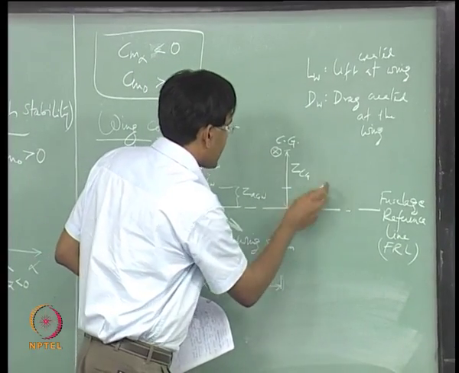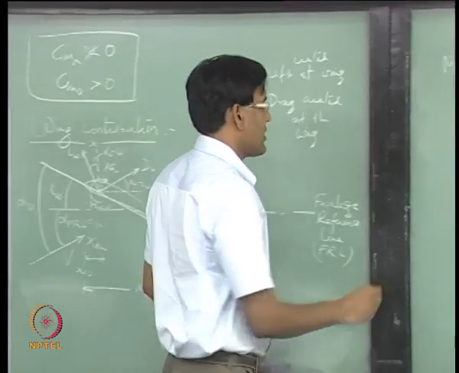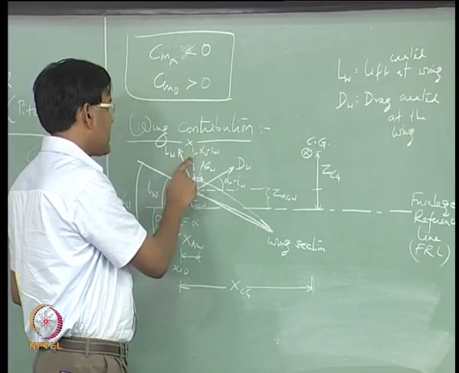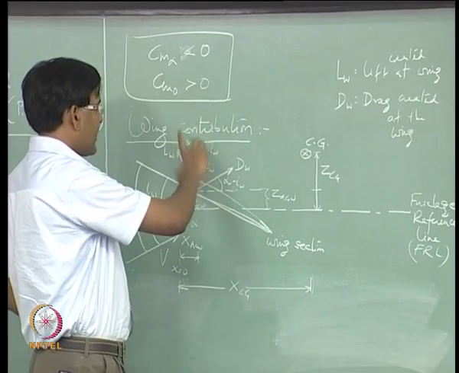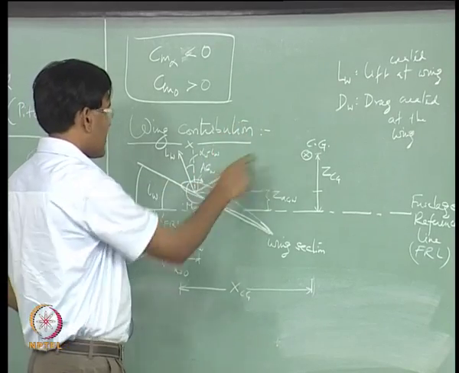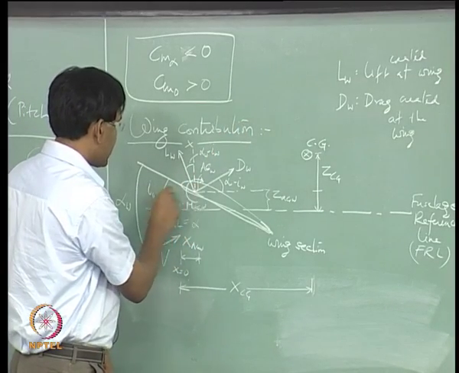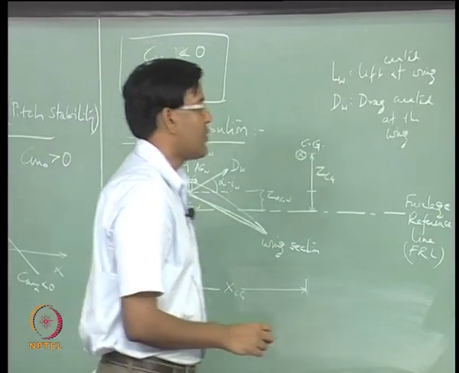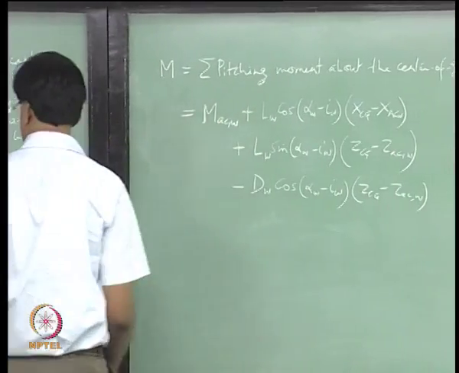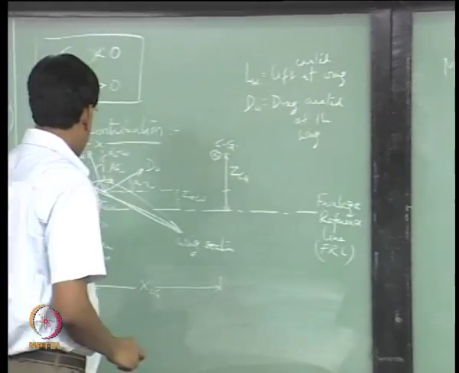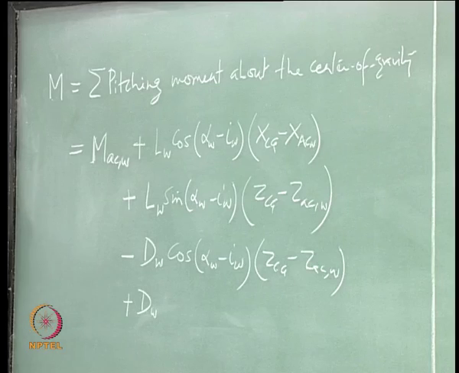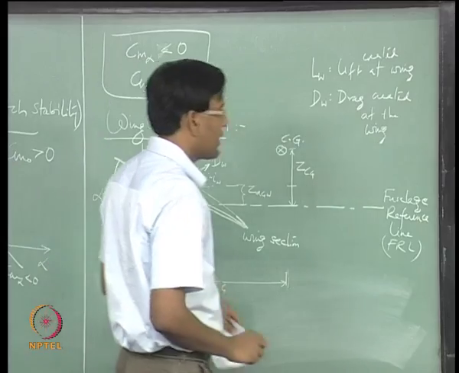So, drag is acting in this direction, giving a pitching down moment, that is why this negative sign here. The cosine component of LW is acting in the vertically up direction and is giving a pitching up moment about the CG, and similarly this sine component of LW is also going to give a pitch up moment. So, that is why these positive signs here, and the final one is the sine component of this drag.